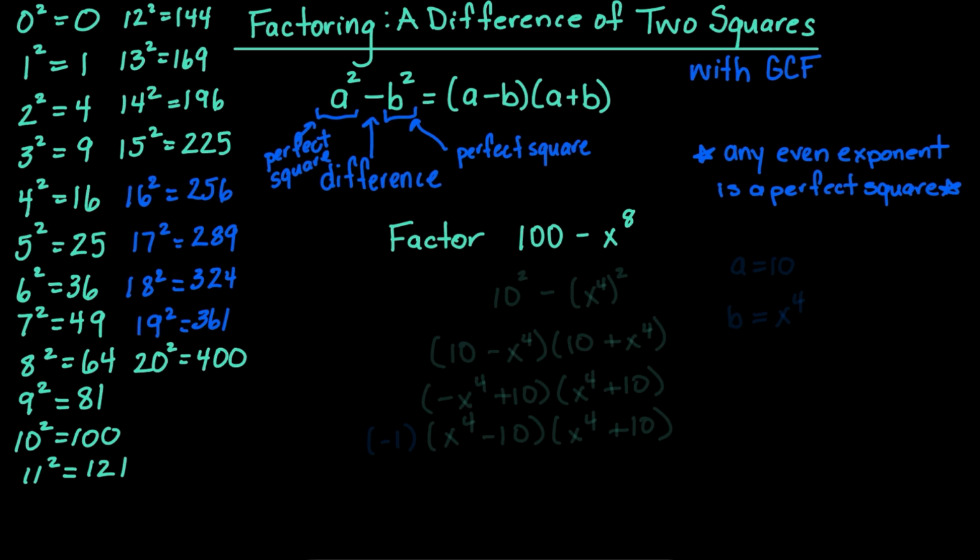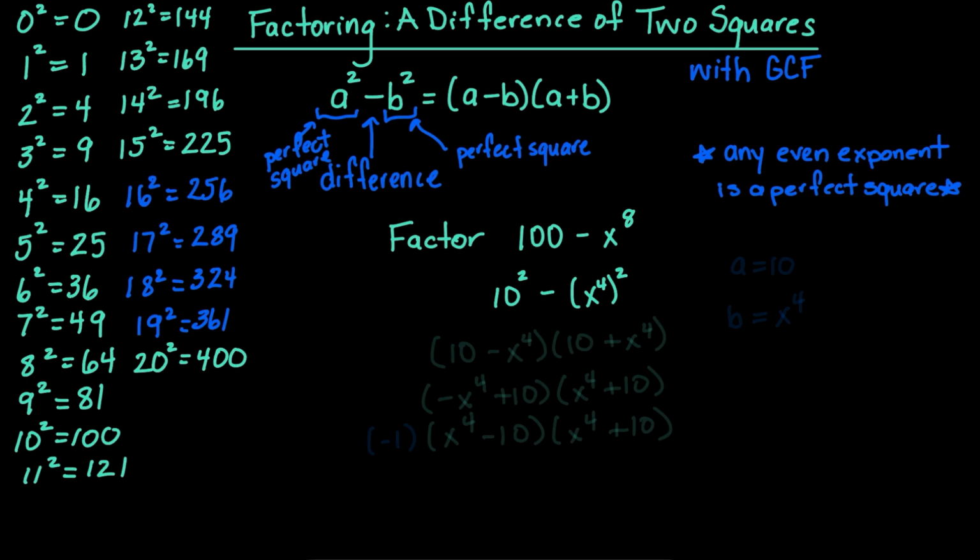Factor 100 minus x to the 8th. 100 is a perfect square. We're subtracting. 8 is an even exponent, so it's also a perfect square. So let's rewrite. 100 is 10 squared minus x to the 8th is x to the 4th squared.